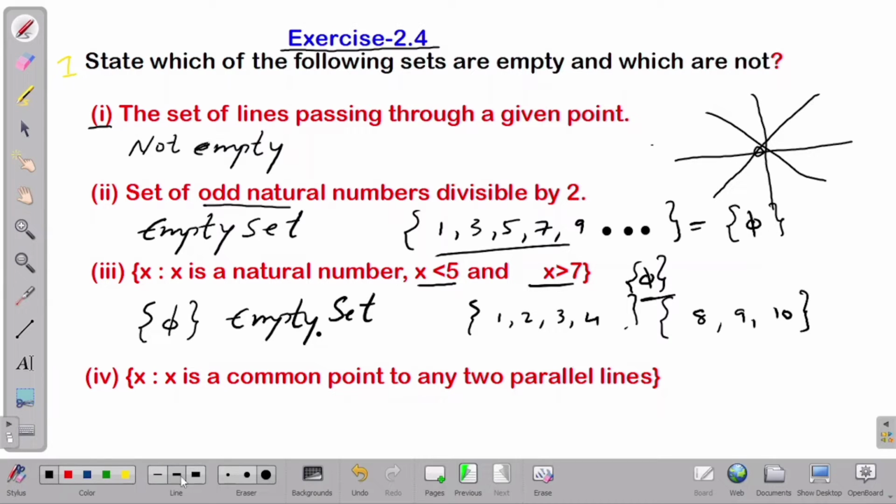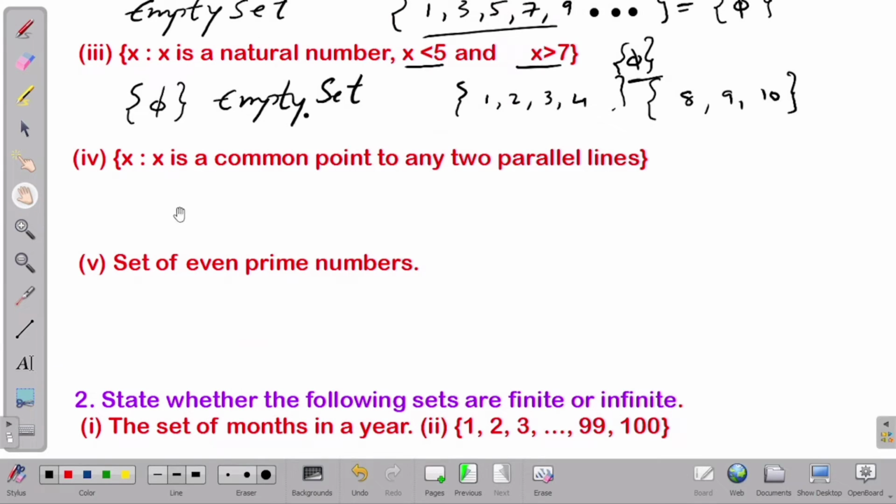What is the next question given? x is a common point to any two parallel lines. Can we say that x is a common point to any parallel lines? I am taking two parallel lines, naming them x and y. Is there a common point for both? No, right? So this is an empty set.